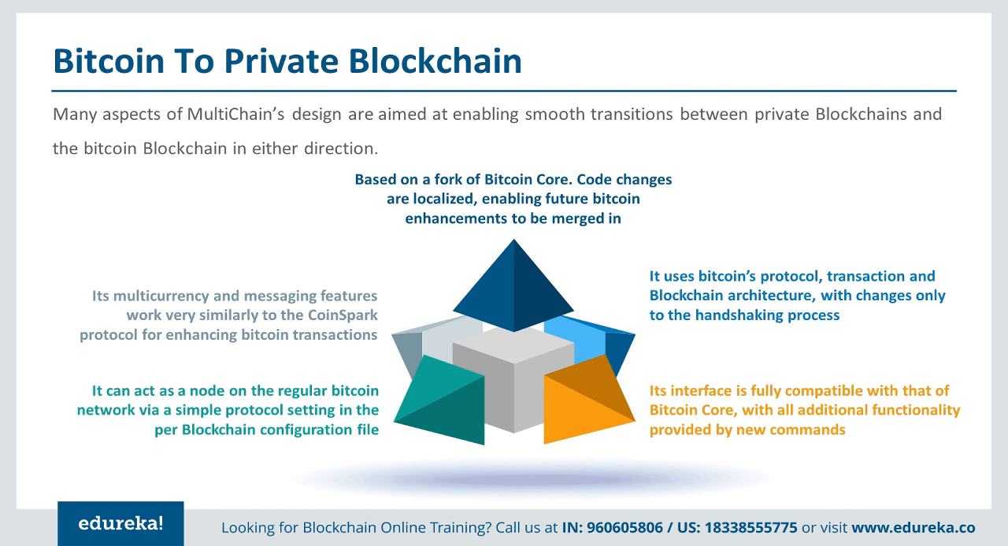Handshaking in Bitcoin is through the wallet, and by using the public-private key here, you need to assign those permissions before you can connect. So it's not a public network, it is a private permissioned network where for joining the network you need the permission. Its interface is fully compatible with that of Bitcoin Core, with all additional functionality provided by new commands. So you can see the transactions on a Bitcoin wallet also, so that you know how it is actually functioning.